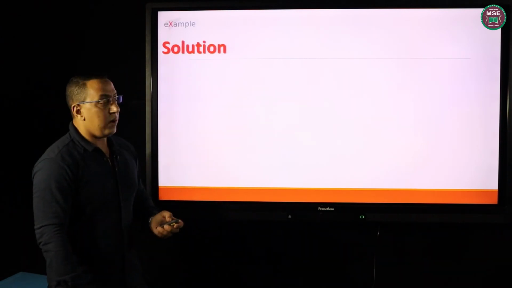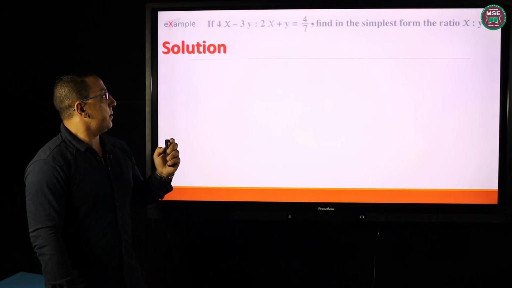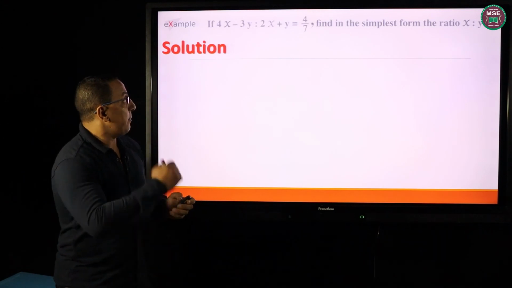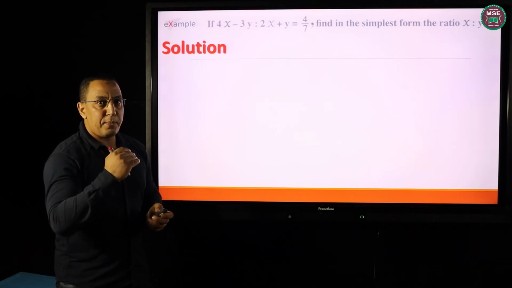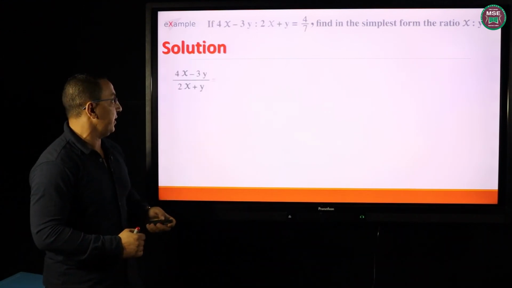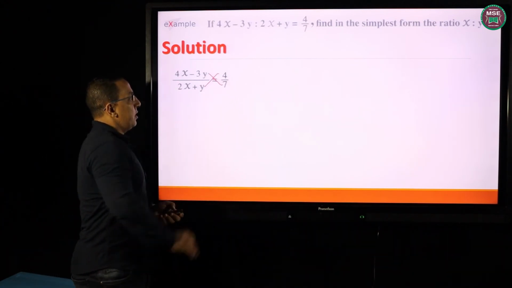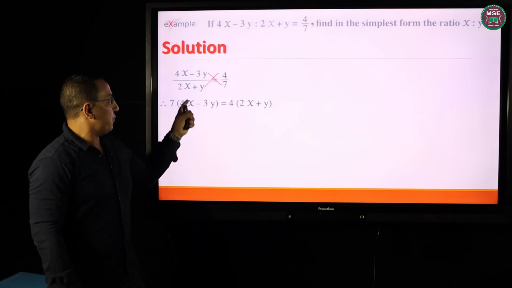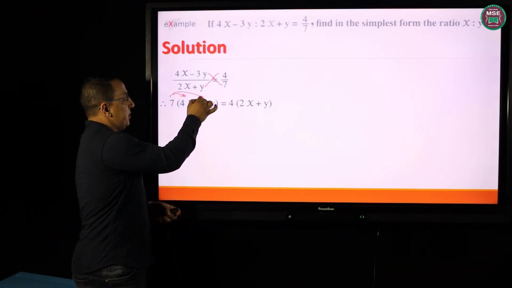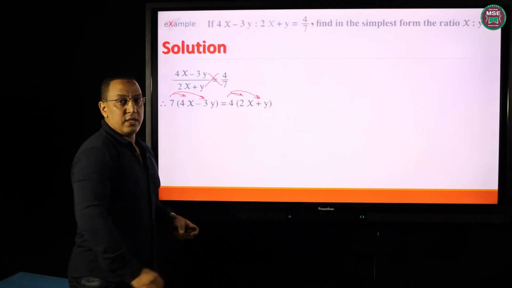Now I have another example: (4x minus 3y) over (2x plus y) equals 4 over 7. Find x to y in the simplest form. I'm going to make them a proportion: the first expression over the second expression equals 4 over 7, like this. And then I'm going to make a cross multiplication: 7 times this expression and 4 times this expression.